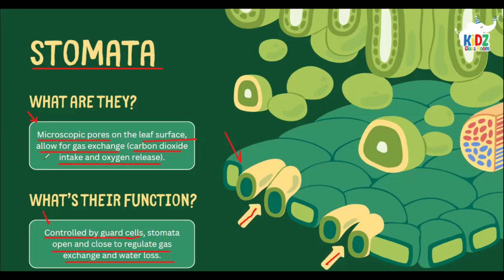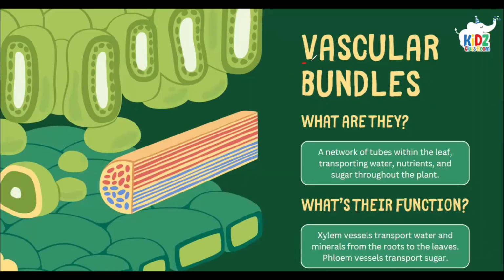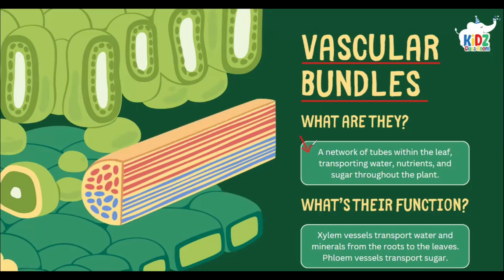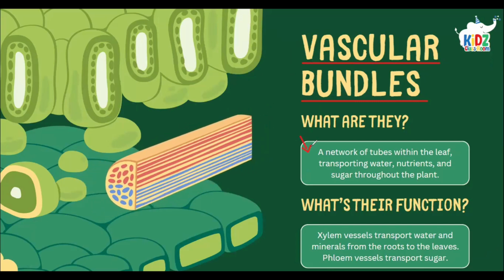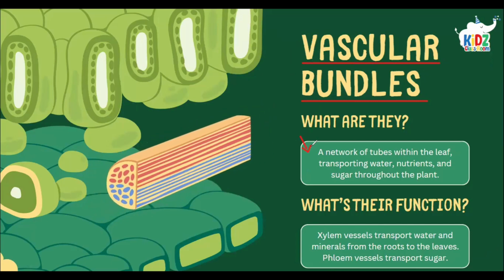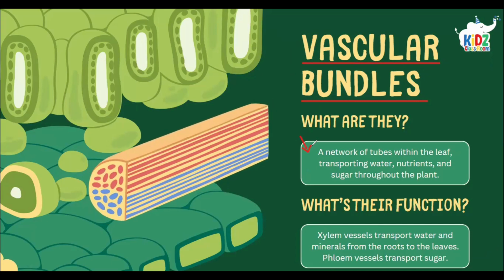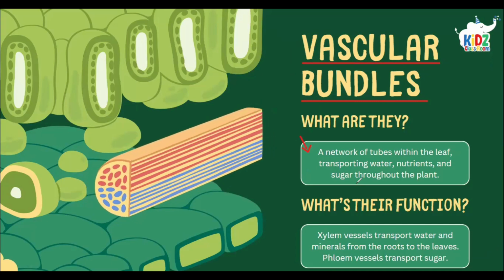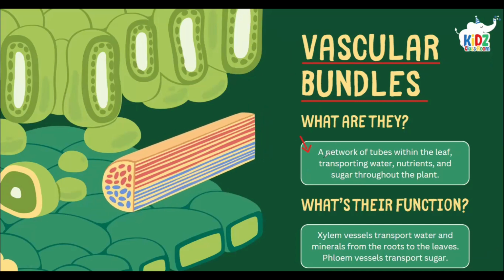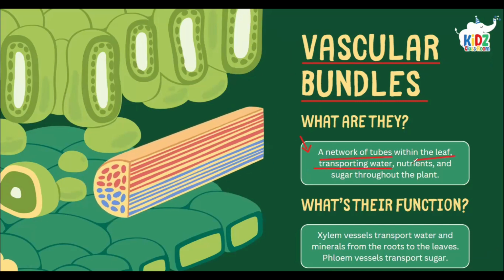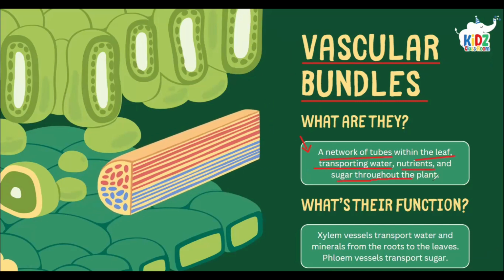So let's discuss another part of the leaf. Okay, so lastly we have vascular bundles. And what are vascular bundles? They are also known as veins, and they are the transportation system of the leaf. It is a network of tubes within the leaf transporting water, nutrients, and sugar throughout the plant.